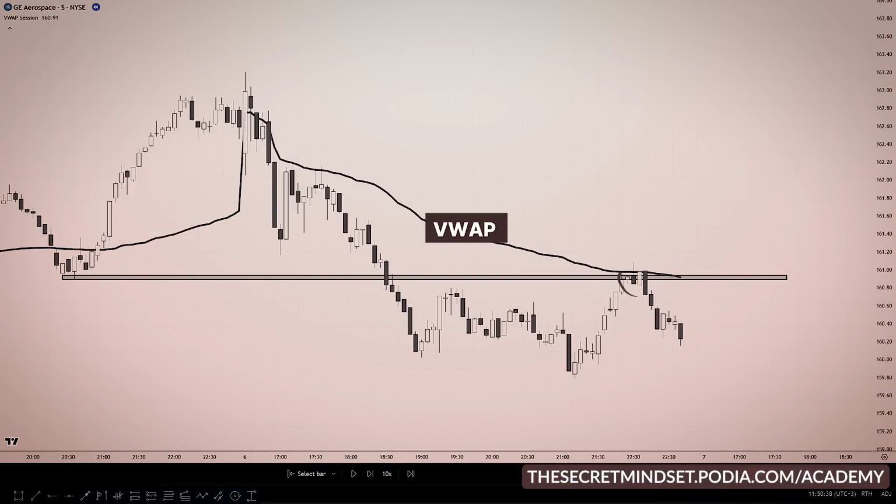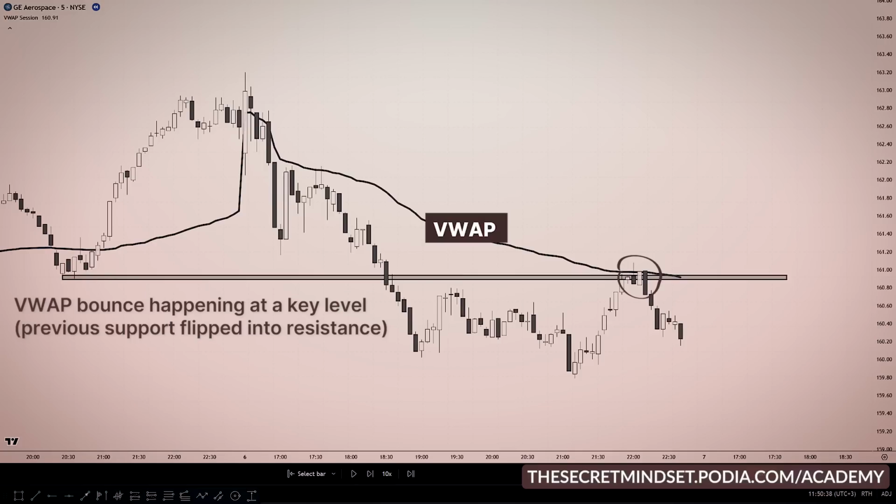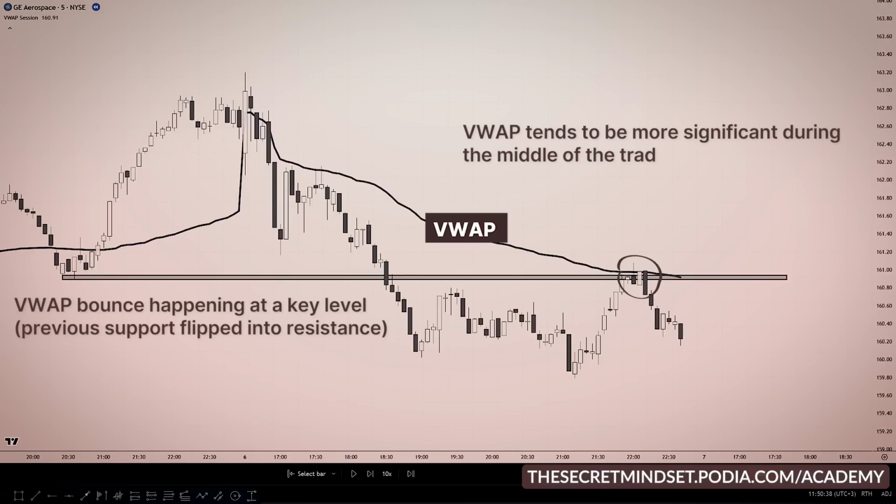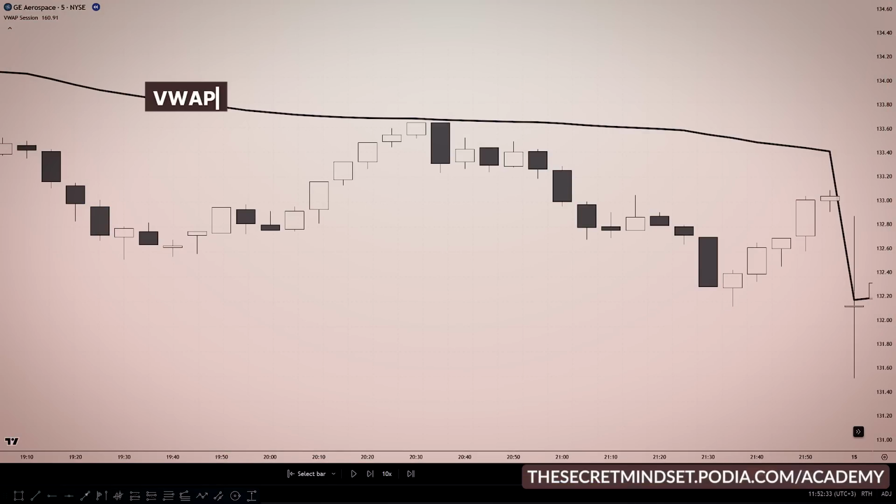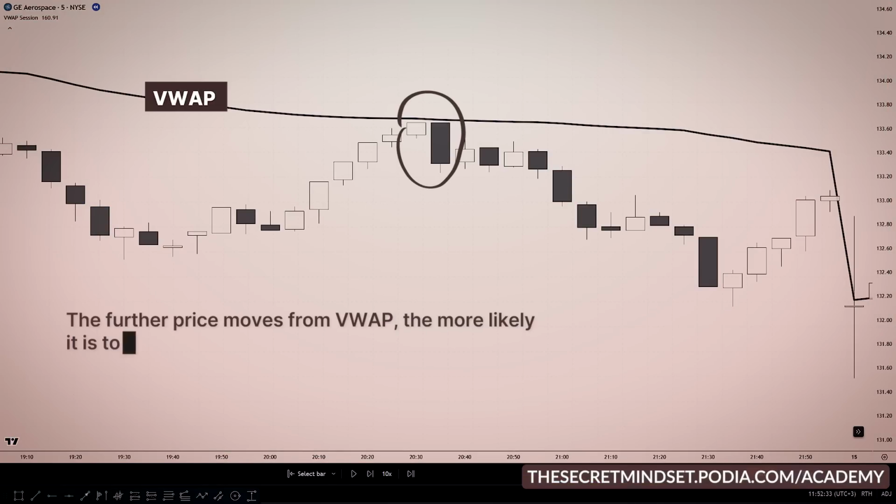Market structure also matters. Is this VWAP bounce happening at a significant swing high or low? Also, VWAP tends to be more significant during the middle of the trading session. Early in the day, it's still establishing itself. And late in the day, other factors might become more important. Another factor to consider is the distance of price from VWAP. The further price moves from the line, the more likely it is to eventually return to it. This can help you anticipate potential setups.